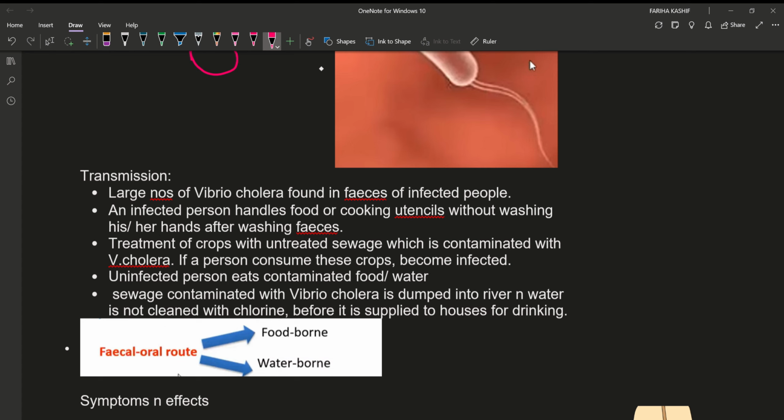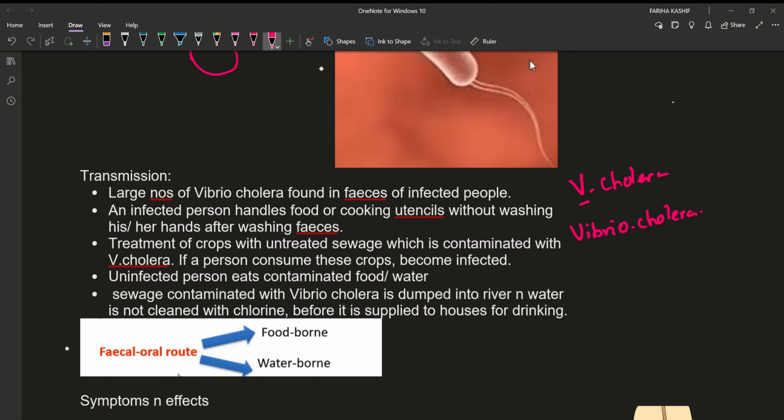One more thing, how we should write the biological name of any species. This is V. cholerae. Vibrio is the generic name, that is the genus name, and then cholerae should be written with a small letter. Vibrio's V should be written with a capital V, and cholerae should be written with a small letter. Clear?